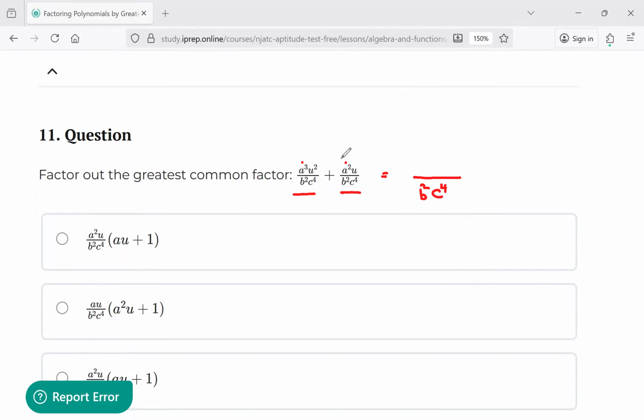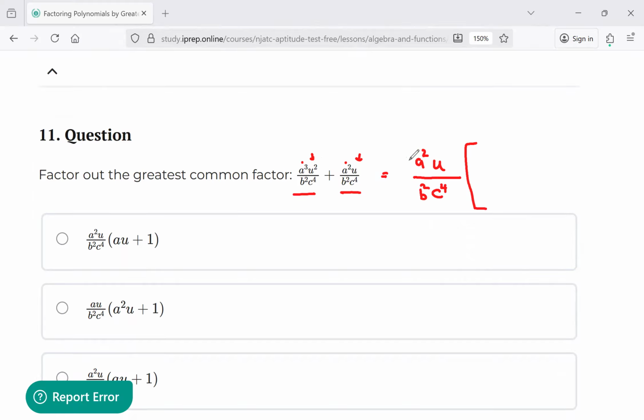So how many a's can we take out? The largest amount of a's we can take out evenly? Just a squared. And then what about our u's? We have a u squared here and a u to the first there. What's the largest amount of u's you can take out? Just one u, right? Because this is two u's and this is one u. Okay, and then that's our GCF.